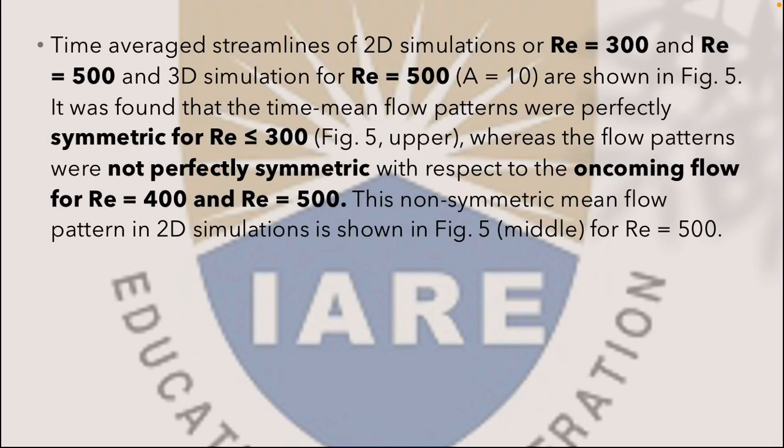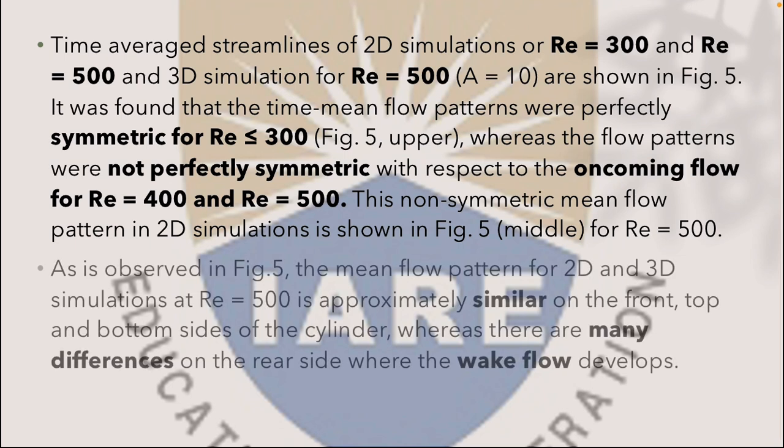Time average streamlines of the 2D simulation at Reynolds number 300 and Reynolds number 500, and the 3D simulation at Reynolds number 500, are shown in figure 5. It is found that the time mean flow patterns are perfectly symmetric for Reynolds number less than or equal to 300, whereas the flow patterns were not perfectly symmetrical with respect to the oncoming flow for Reynolds numbers 400 and 500. This non-symmetrical mean flow pattern in the 2D simulation is shown in figure 5 for Reynolds number 500.